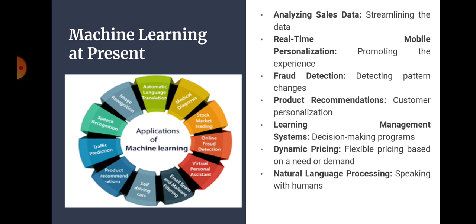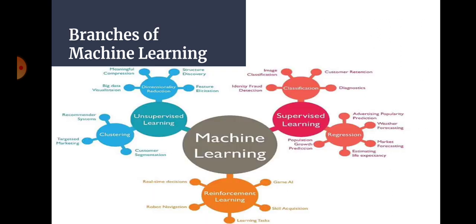So these are the applications of machine learning at present. Analyzing sales data, real-time mobile personalization, fraud detection, product recommendation, learning management systems, dynamic pricing, and natural language processing, like speaking with humans. Coming towards the branches of machine learning, we have unsupervised learning, supervised learning, and reinforcement learning.